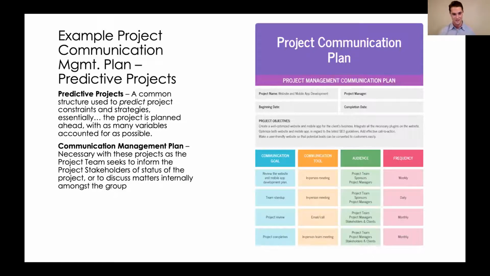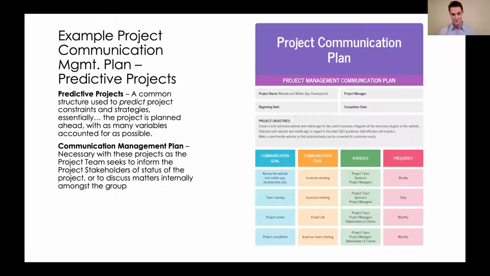A predictive project is a structure used to predict project constraints and execution strategies. Essentially, the project is planned ahead with as many variables accounted for as possible. As you define those variables, that's when you outline your communication management plan. You expect that the sidewalk is going to be missing on a certain day, so you can communicate the week prior with the people who are going to be impacted by it: hey, the sidewalk's not going to be there, find another way around.